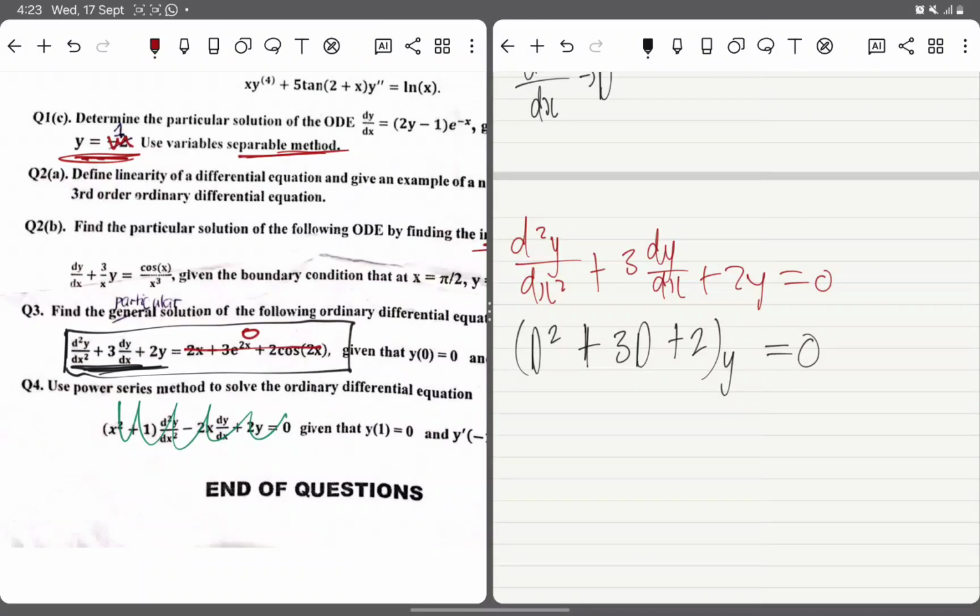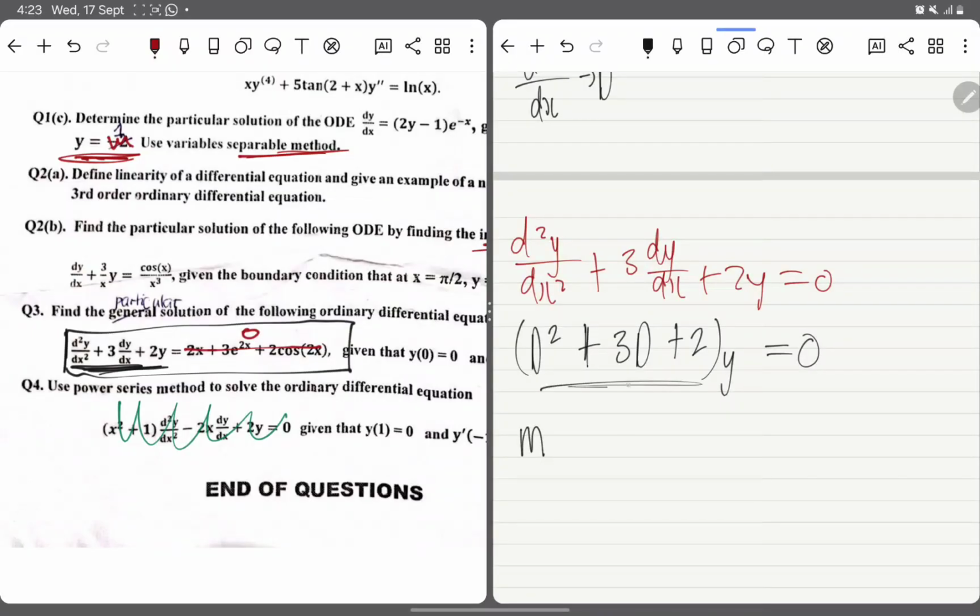Now when you change it to D operator form, what you'll be knowing is y cannot be 0. So we are going to create an equation that can be 0. This inside can be 0. But then we're not going to solve it as D's. We're going to solve it as m's, and those m's will then help us to come back and find the y. You understand? So we're going to create now what we call an auxiliary equation.